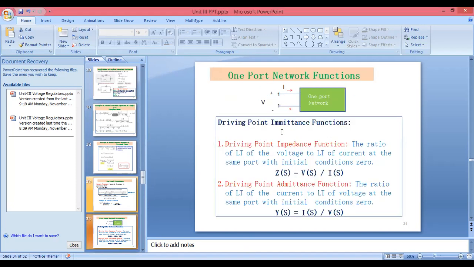You can see here, if we have a one port network, what does one port network mean? Can anyone tell me what is meant by one port network?